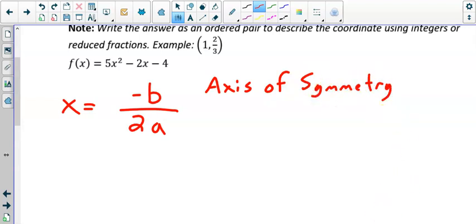You use the axis of symmetry when you're trying to find the x value of the vertex. So let's plug in. Who is your b value up here? And what's the opposite of a negative 2? So your top value is 2, because the opposite of a negative 2 is a positive 2. Who is your a value?